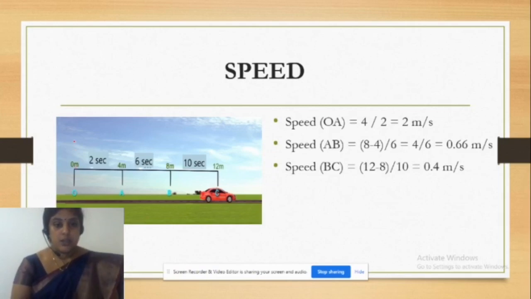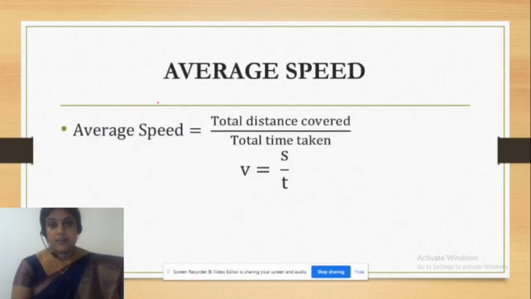So in order to find the speed of the total journey, we express the speed as average speed. How do we find the average speed? Average speed is equal to total distance covered by total time taken, that is v is equal to s by t. So what is average speed? Average speed is equal to total distance covered divided by total time taken.